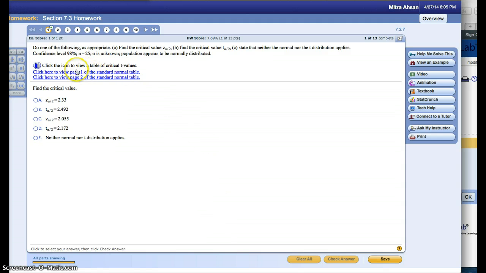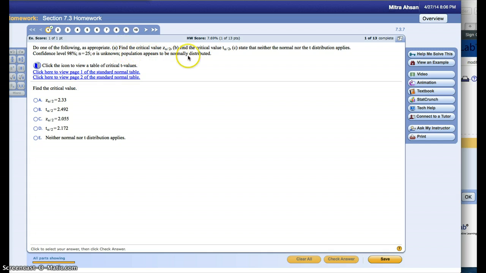Okay, for this one, it says do one of the following as appropriate. Either find the critical value z of alpha over 2 or find the critical value t of alpha over 2. Basically, if sigma is known, we use z of alpha over 2. If we don't have the value for sigma, we use t of alpha over 2. For this problem, the confidence level is 98%, n is 25, sigma is unknown. Population appears to be normally distributed.